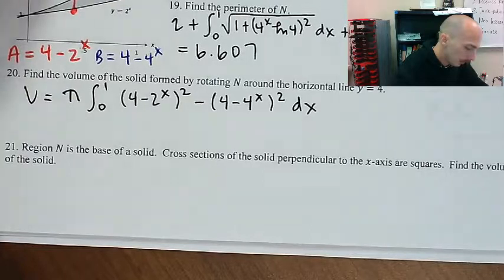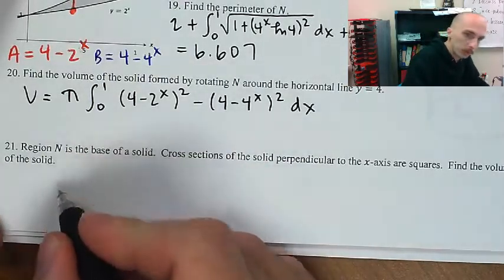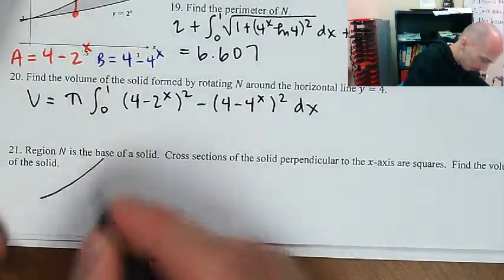Okay. Region N is the base of a solid. Cross sections perpendicular to the x-axis are squares. Find the volume of the solid. Okay, I'm going to reproduce the region.